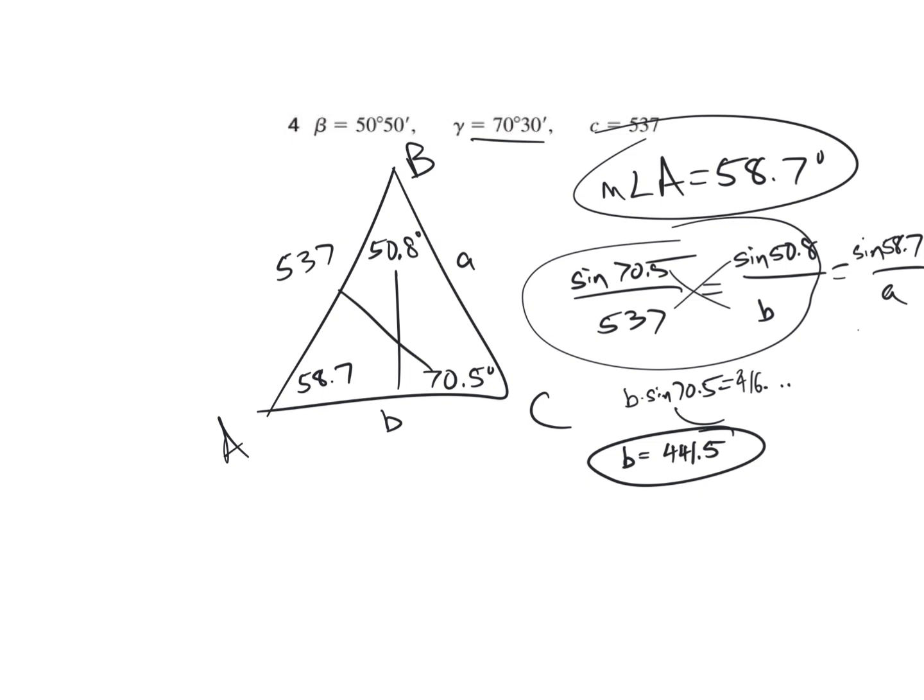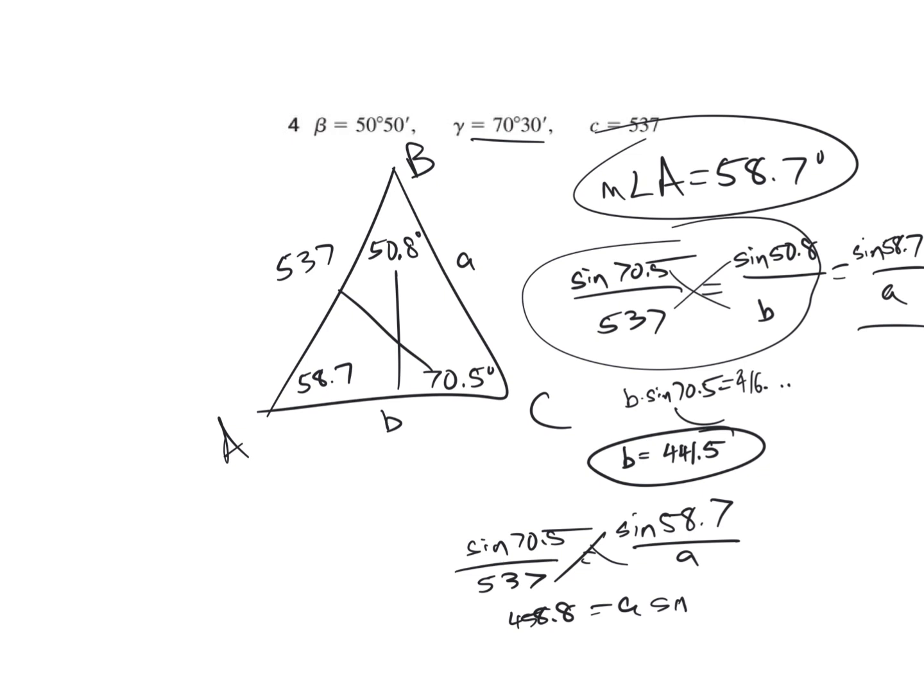Now again, we'll do this part over here. Sine of 70.5 is to 537 as the sine of 58.7 is to little a. So 537 times the sine of 58.7 is 458.8. And we're going to divide off the sine of 70.5. And little a is equal to 486.8.